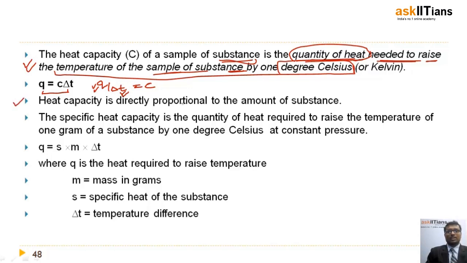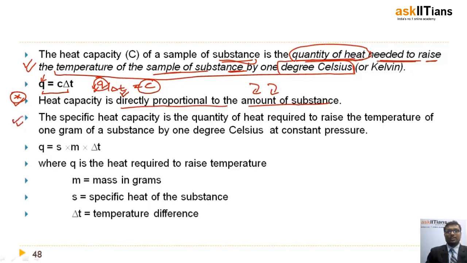So heat capacity is directly proportional to the amount of substance. So this is another important property, right? Heat capacity depends not only on the quantity of heat, it also depends on the amount of the system. And how does it depend, friends? It is directly proportional. Now you know that this heat capacity is directly proportional to the quantity of heat, and it also depends on the amount of substance of a given system.